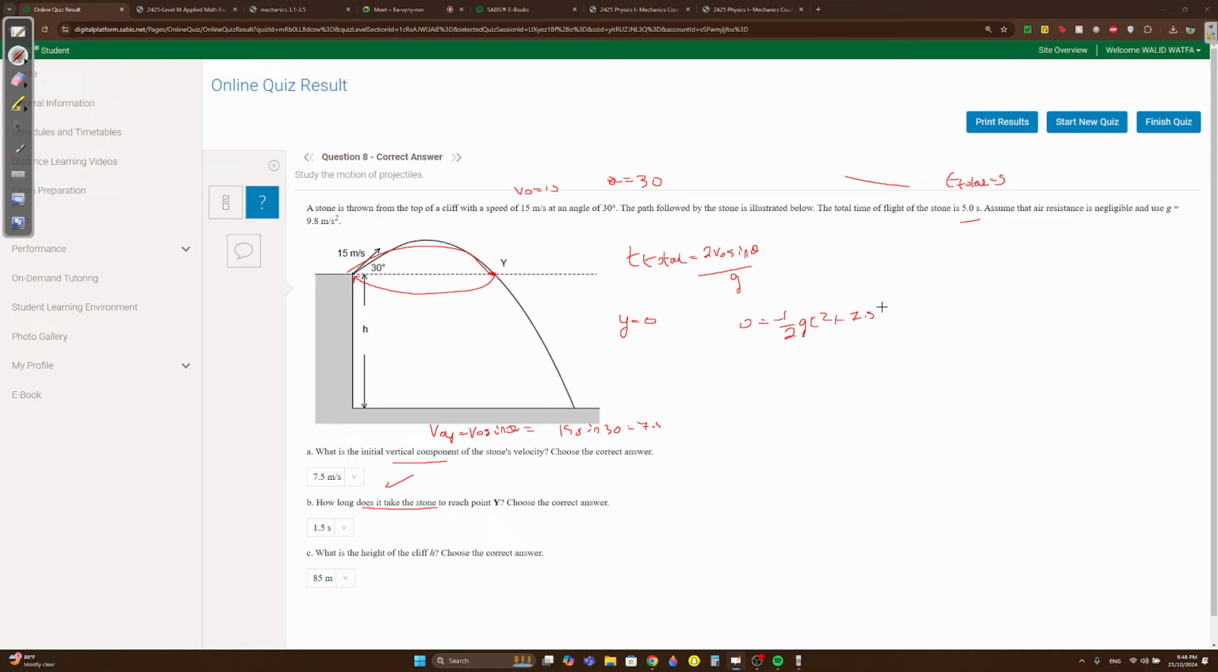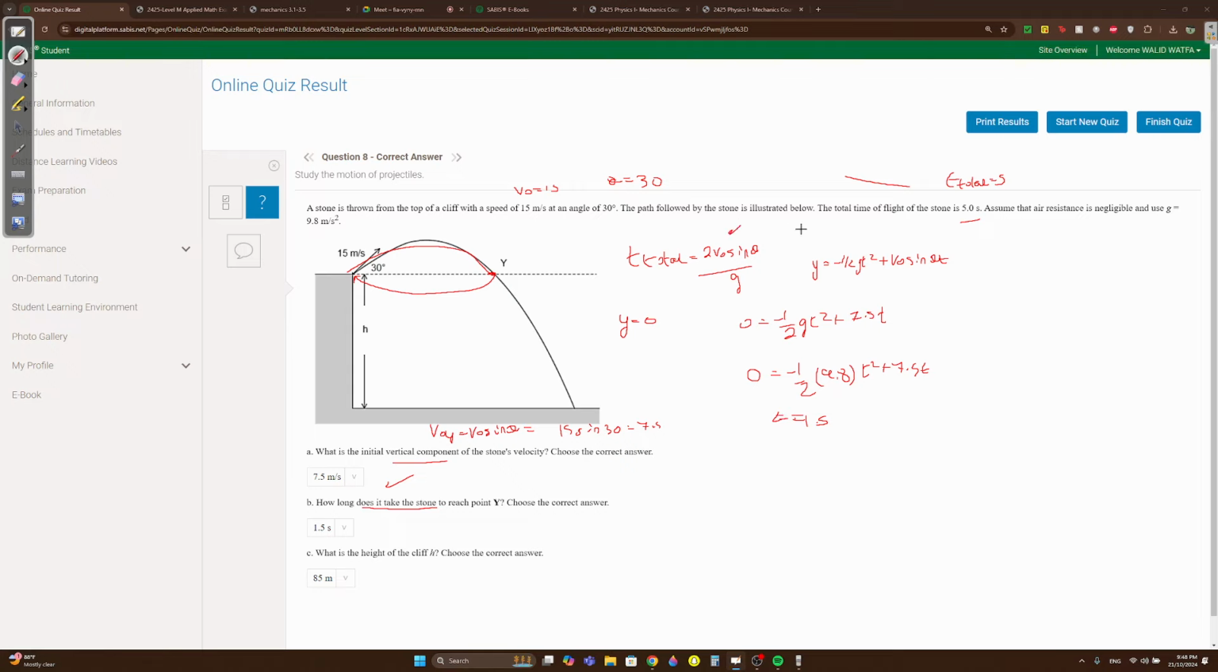We got part A. Let's just take y is equal to minus half gt squared plus v naught sine theta t. This is the formula, and then you just plug it in. 0 is equal to minus half 9.8 t squared plus 7.5 t. You solve this, you're gonna get t equals around 1.5.